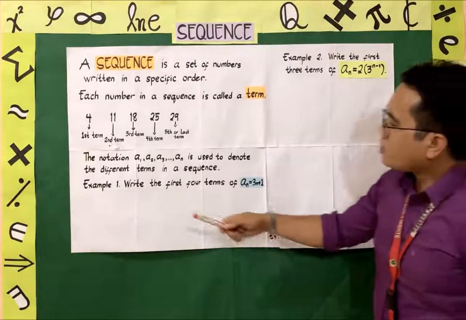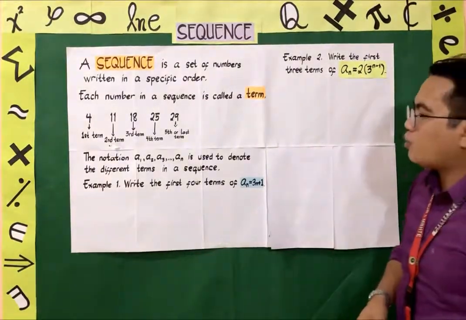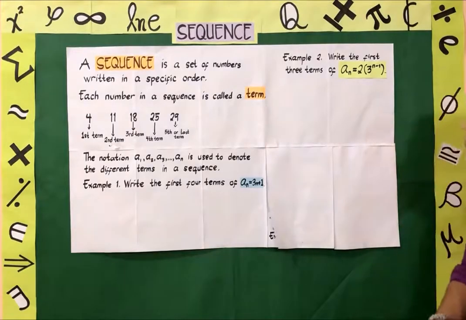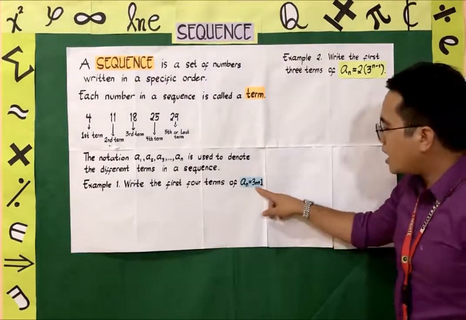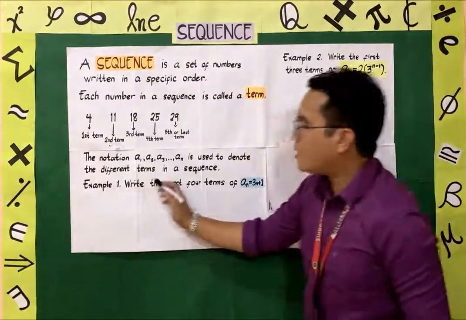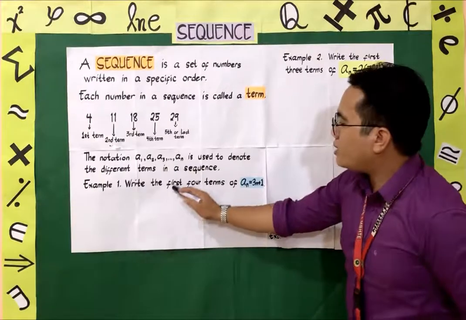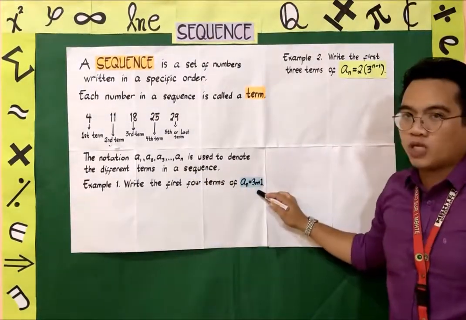For example, we have an example here, example 1. Write the first 4 terms of a sub n equal to 3n plus 1. So here, ang hinahanap natin dito is isusulat daw natin yung first na 4 terms dito sa given na equation.